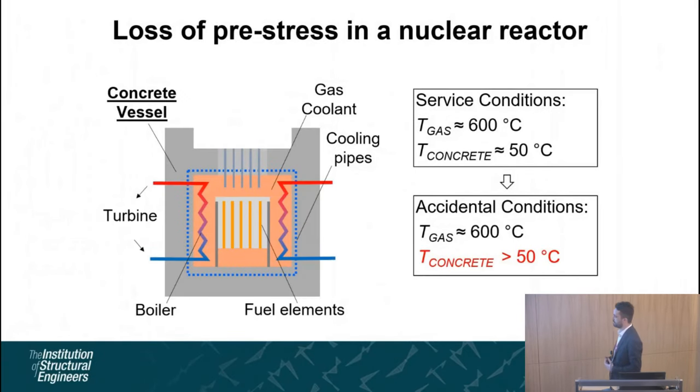So the model, after being verified and validated, has been used to assess the loss of pre-stress in a concrete nuclear reactor subjected to accidental conditions. In this slide, I've reported a scheme of a vertical section of a nuclear reactor. As you can see, the reactor is essentially a container which is designed to hold the gas coolant, whose temperature for service conditions is about 600 degrees, while the temperature of concrete is kept constant at about 50 degrees by means of a cooling pipe system. Now, in the case of accidental conditions, for example a fault of the cooling pipe system, the temperature of concrete could rise, theoretically, up to the temperature of the gas coolant, so theoretically up to 600 degrees. And this is the reason why it is terribly important to understand the behavior of concrete at high temperatures for the assessment of this particular type of structures.